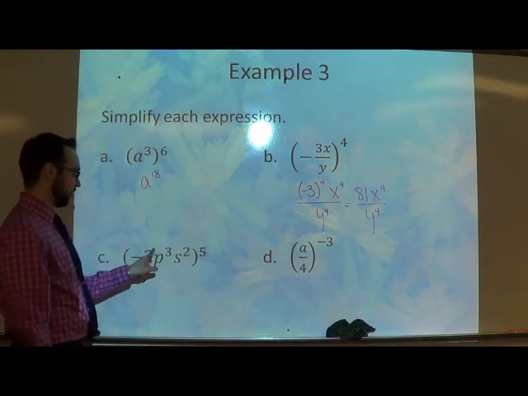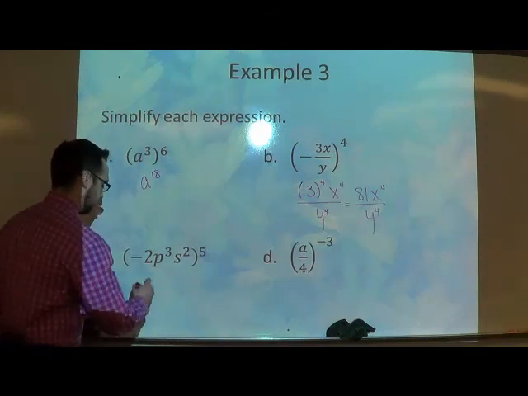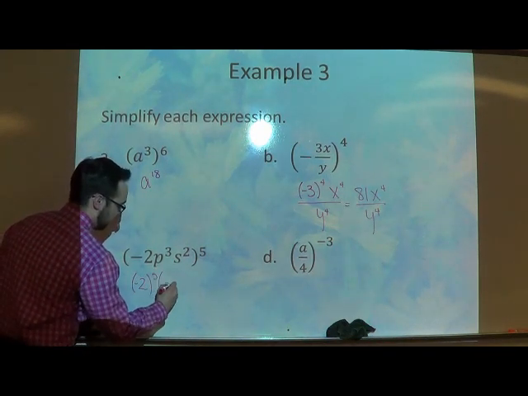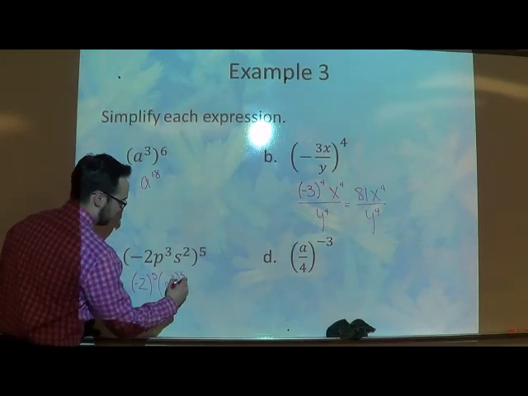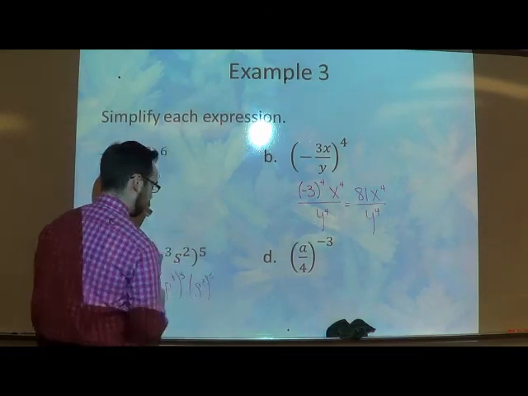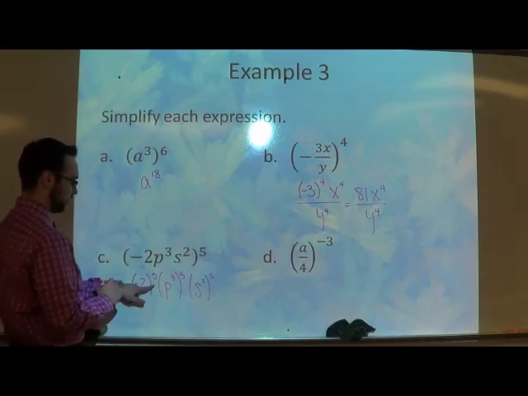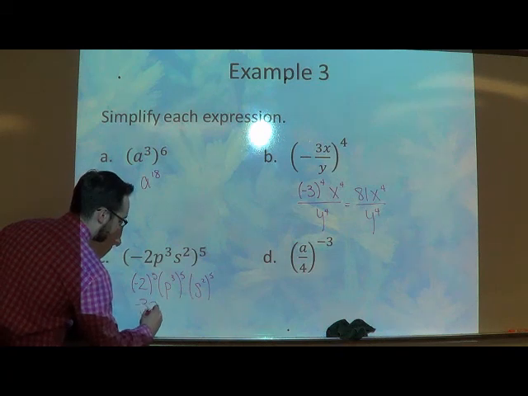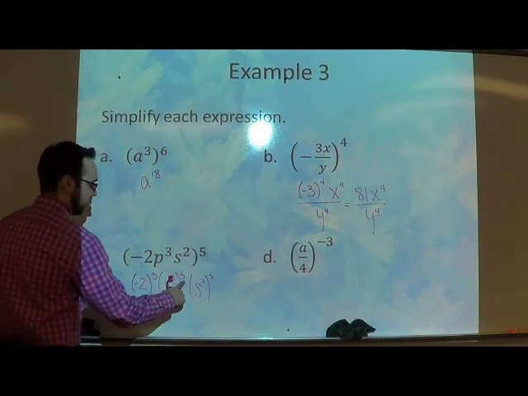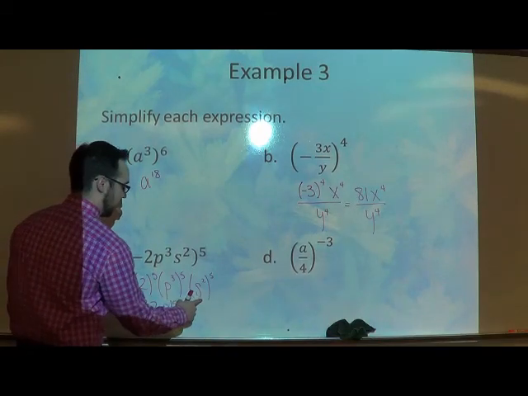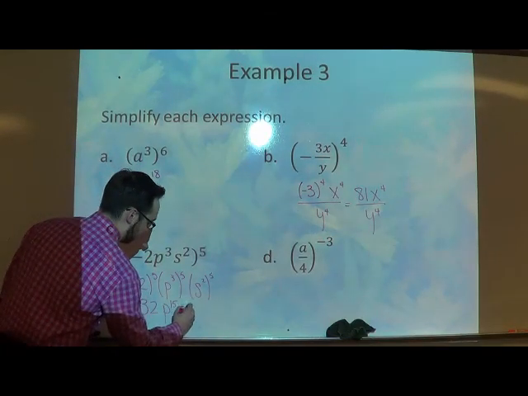Again, we distribute the fifth to everything on the inside. So I'm going to have negative 2 to the fifth. I'm going to have p cubed to the fifth times s squared to the fifth. So negative 2 to the fifth is going to give me a negative 32. P to the third to the fifth, we multiply, so we get p to the 15th. And then s squared to the fifth gives me s to the 10th.